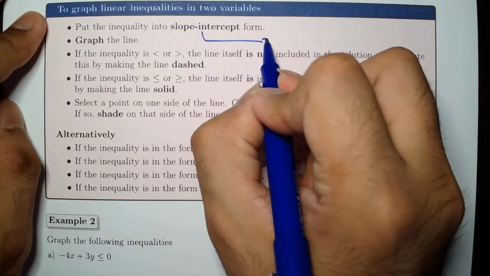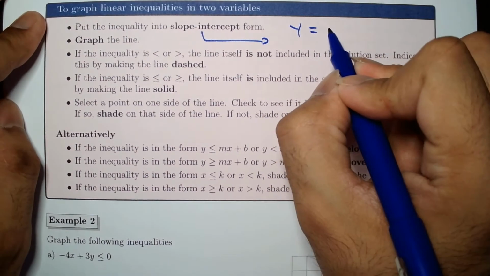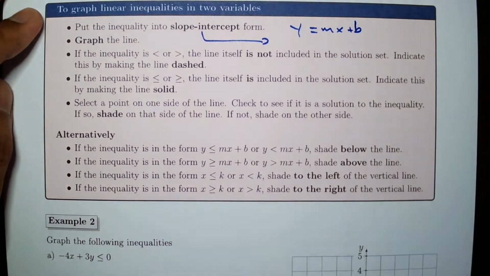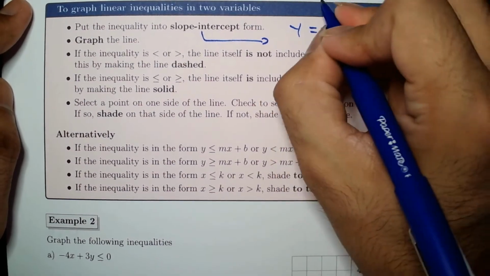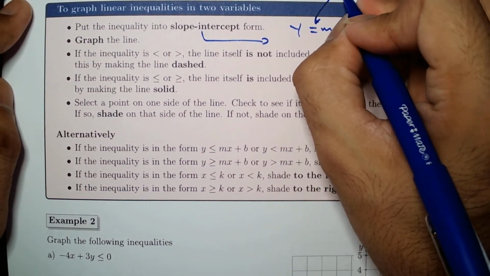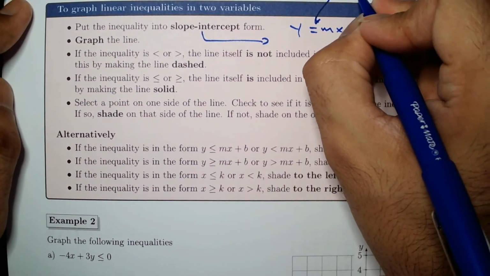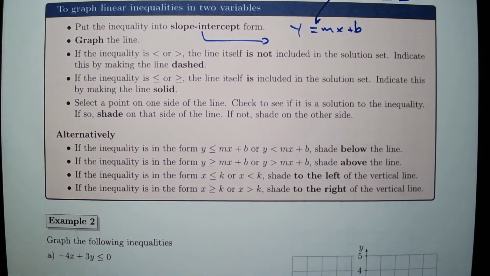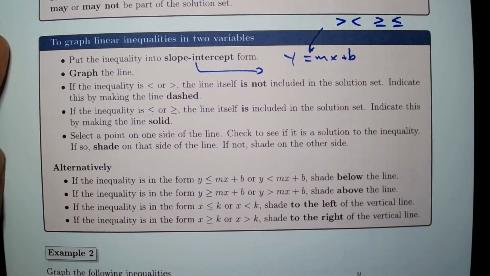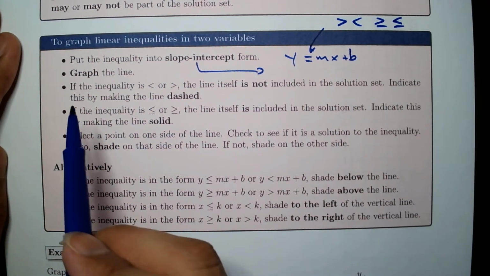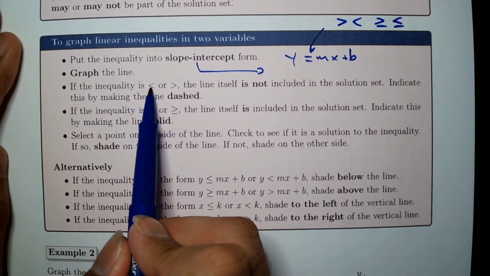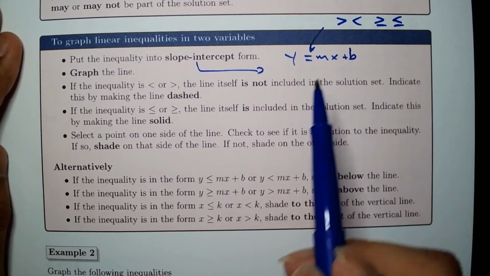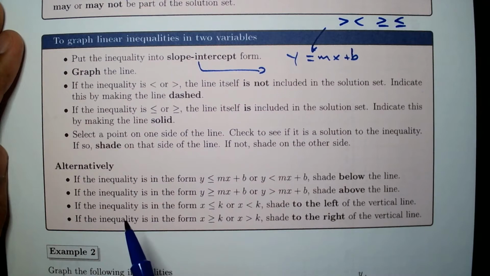That is, we need to make sure it looks like y equals mx plus b. Well, since it's an inequality, this equal is being replaced by greater than, less than, greater than or equal, less than or equal, depending on the inequality symbol that we're looking for. So if the inequality is less than or greater than, then the line itself is not going to be included in the solution set.